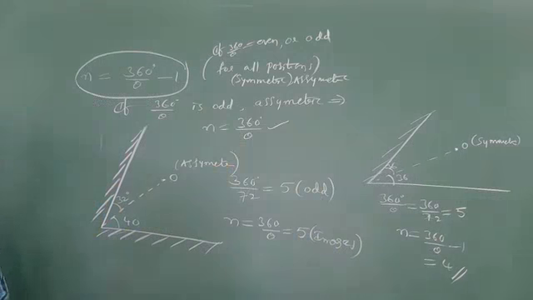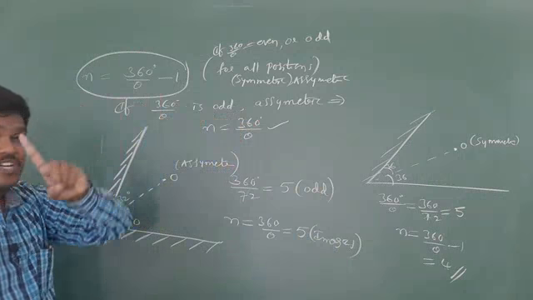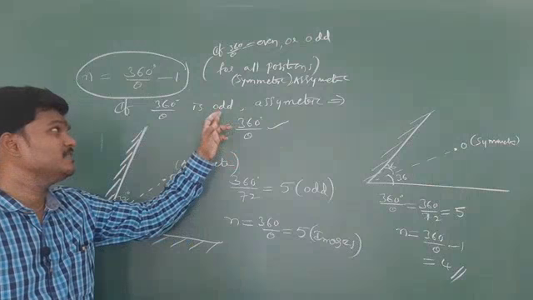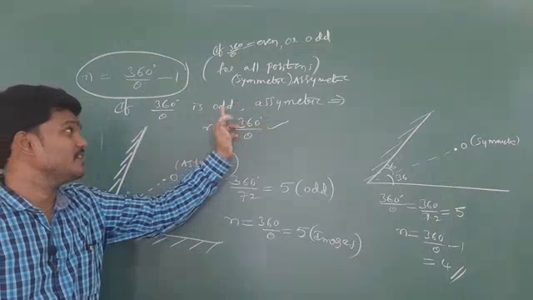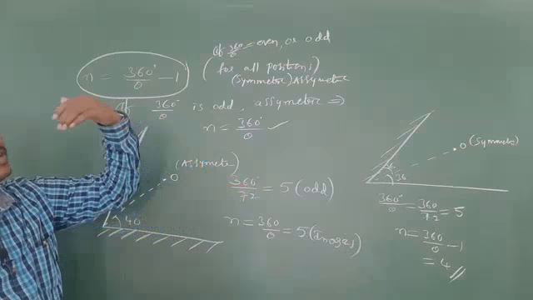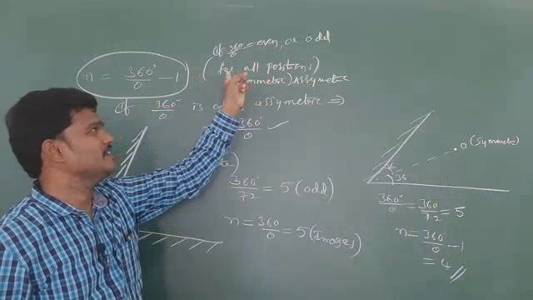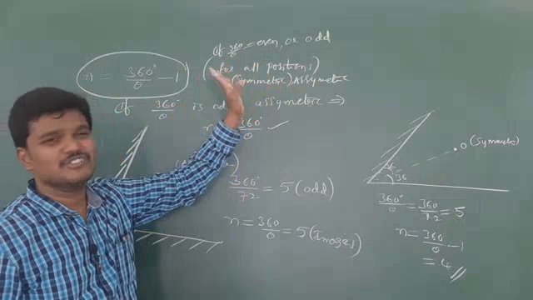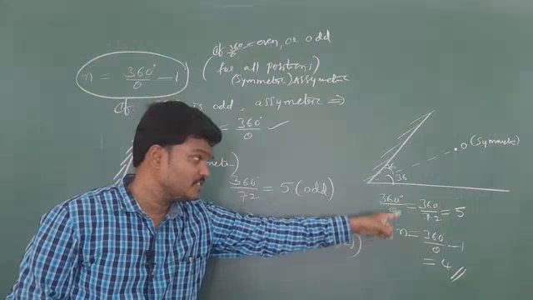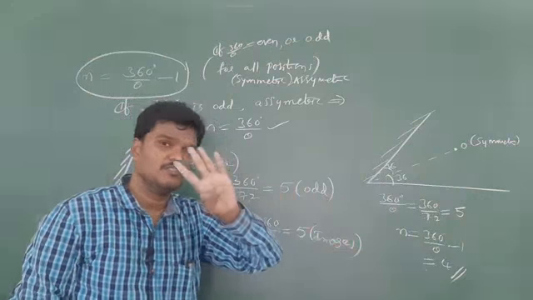Be careful, don't confuse. Only one situation has this answer. What is the one situation? 360 by theta is odd and asymmetric. In all other cases, whether it is even or odd, I have written all positions, that will give the meaning. Symmetric, 360 by theta is odd. What is the number of images? 4.